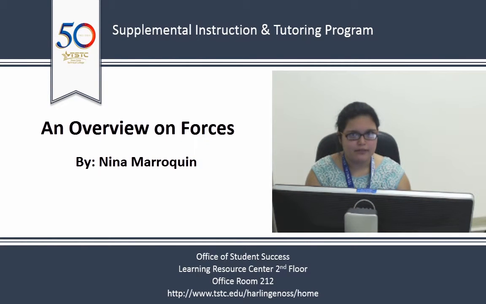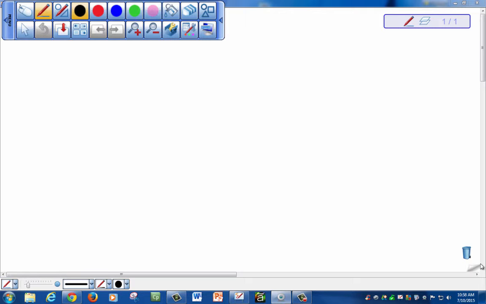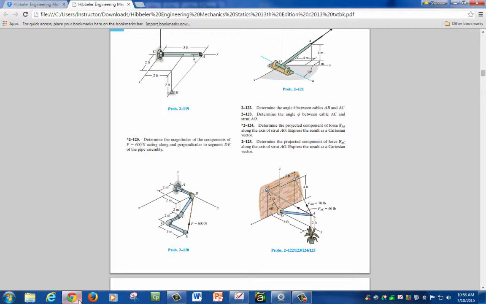I'm an avid math tutor, and today we are going to be talking about forces. So, we have this one problem, and let me pull it up for y'all. We're looking at problem 2-125, and the question asks us: determine the projected component of a force FAC along the axis of strut AO, and express the result as a Cartesian vector.